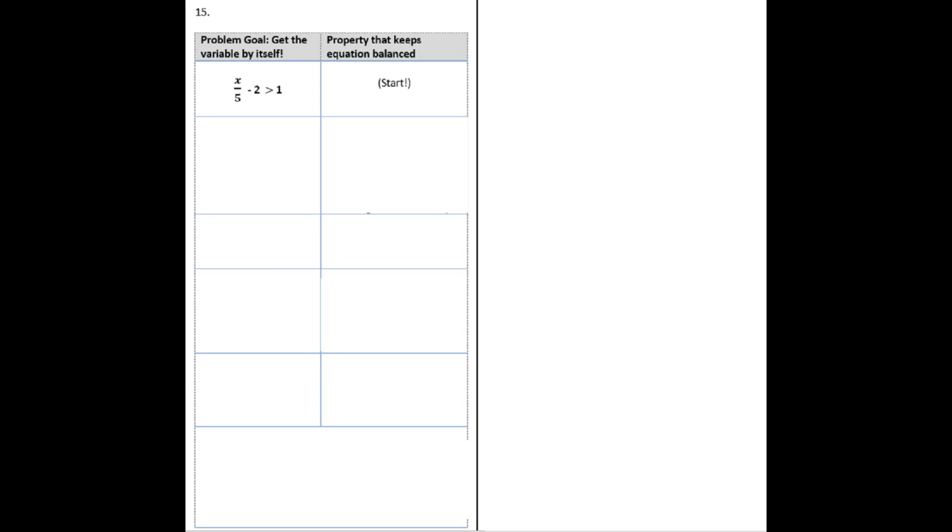Now, number 15, we have x divided by 5 minus 2 is greater than 1. So what are we going to do? The addition property of inequality. We're going to add 2 to both sides. X divided by 5 is greater than 3.